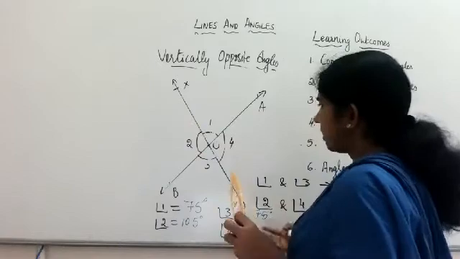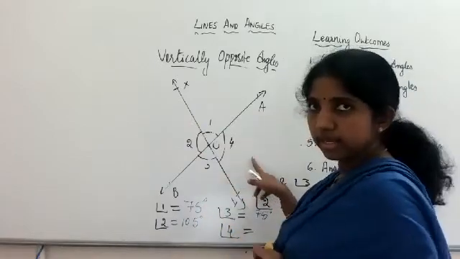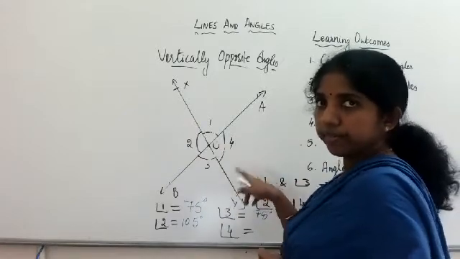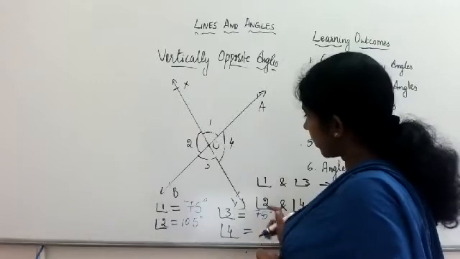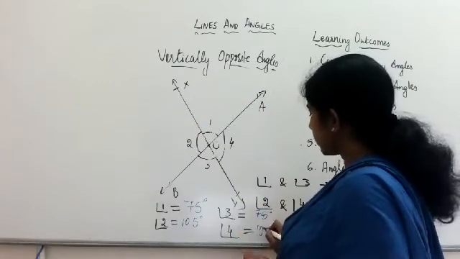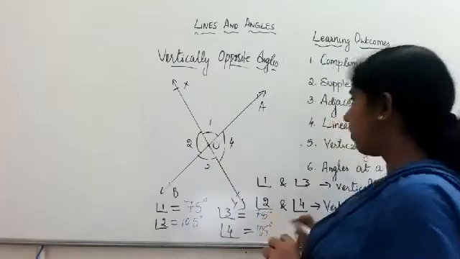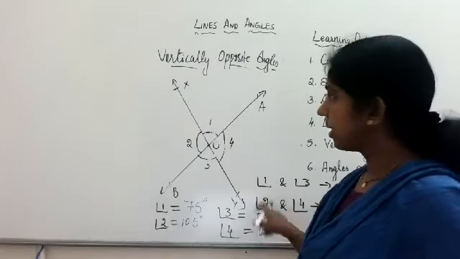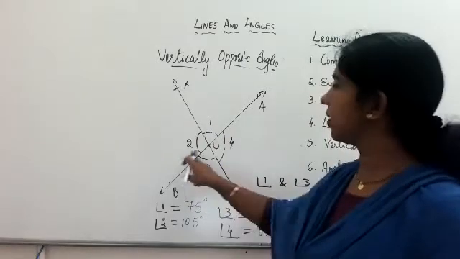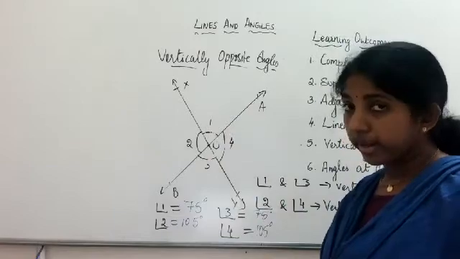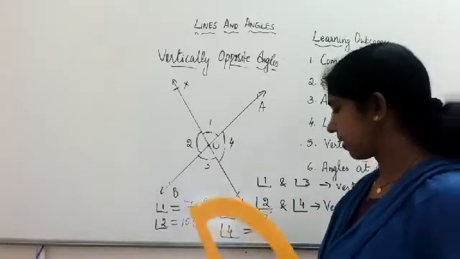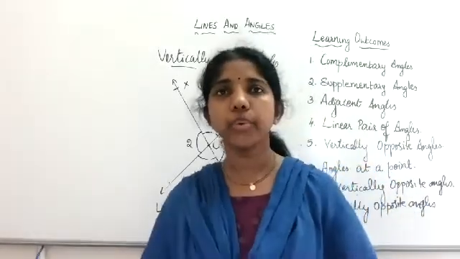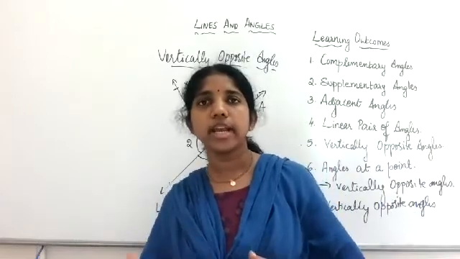So without calculating, since these two are adjacent angles and this is a line, it has to be a linear pair of angles. So this angle should be, without calculating, I can say it is 105 degrees itself. Now observe the angles. Angle 1 is 75 degrees. Angle 3? 75 degrees. So 1 and 3 are equal. Similarly 2 and 4 are equal. So what can you say about vertically opposite angles? Yes, we can say that vertically opposite angles are equal to one another.